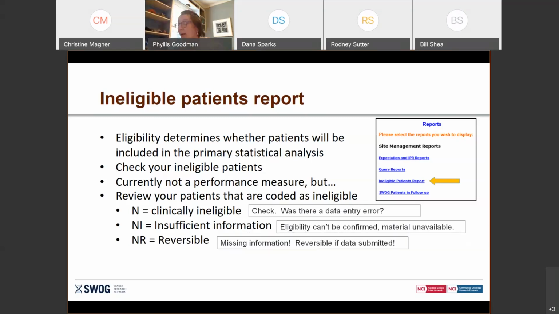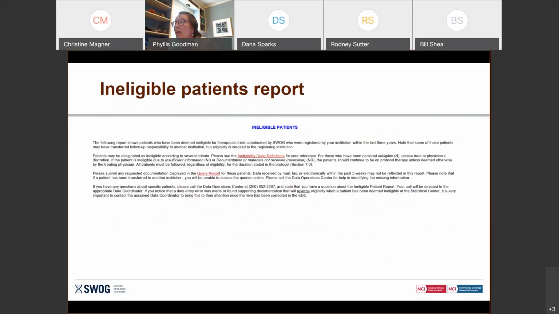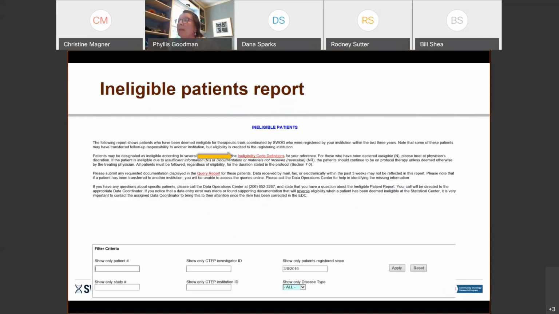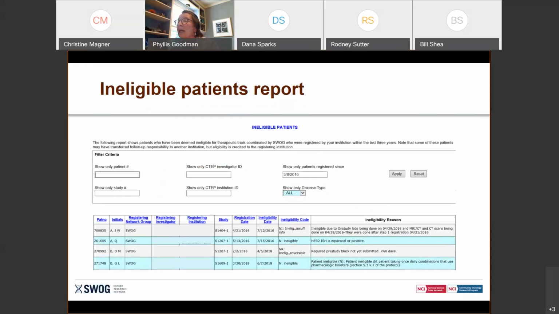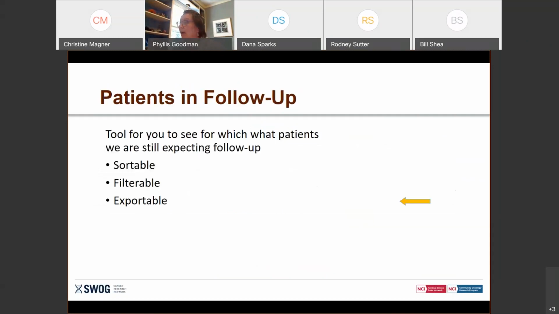Next slide. This is the introduction at the beginning of the patient ineligibility report. Next, the codes are here, a link to the code so you don't need to always remember. And next, this is what the report looks like. Once again, filters at the top, the reasons at the bottom, and next slide, please. Another report is patients in follow-up. It's a listing of patients.